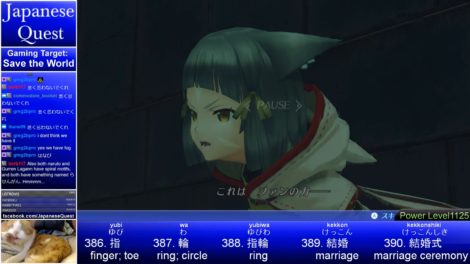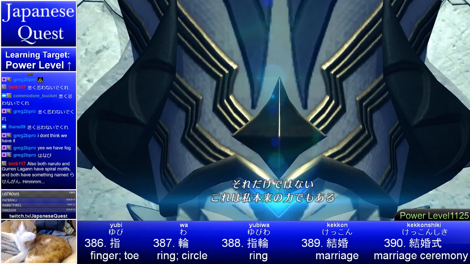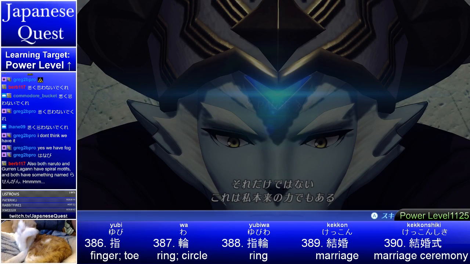So this is her power. It's not just that. This is my original power. Really? Then why did you have to take her crystal? Just to amplify it, maybe?